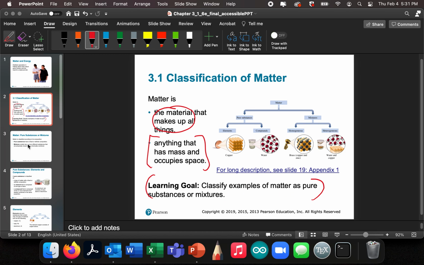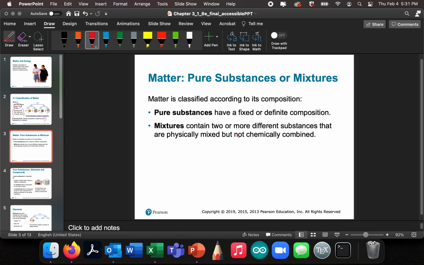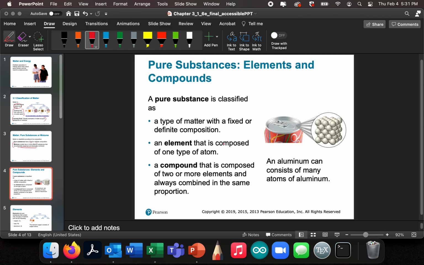That's our learning goal. So first of all, pure substances have a fixed or definite composition. We're going to play this out just a little more in the next couple of slides. Mixtures now are not pure substances, right? They contain two or more different substances that are physically mixed but not chemically combined. Those are mixtures, okay?